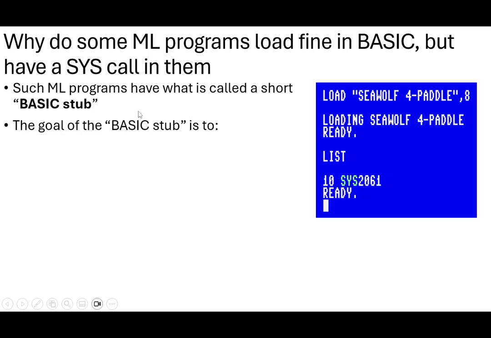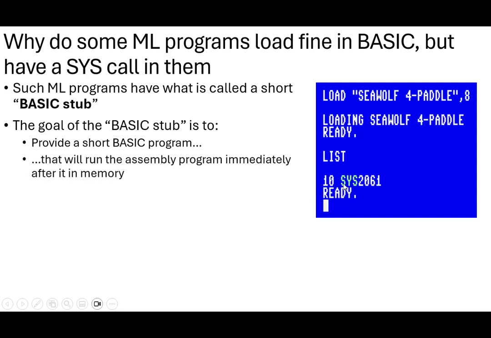That's called a BASIC stub, and the goal of the BASIC stub is to just provide a short BASIC program that will run the assembly program that lives right beside the BASIC program, right after it in memory. And that's what the syscall is doing. The syscall is just a very minimal BASIC program that says: jump to the assembly program straight after me.